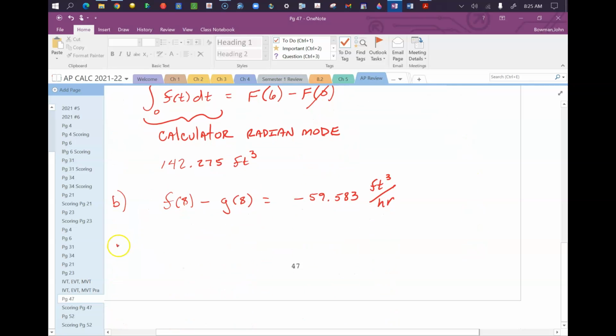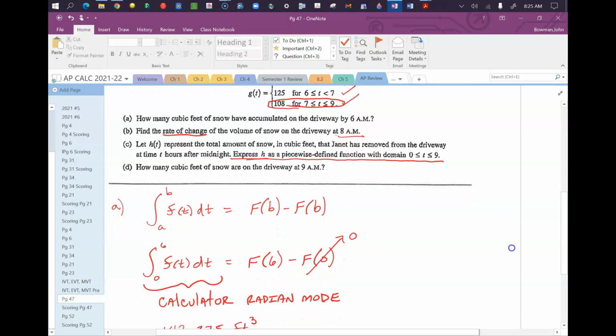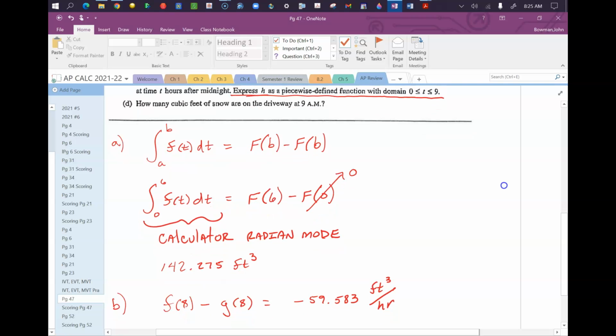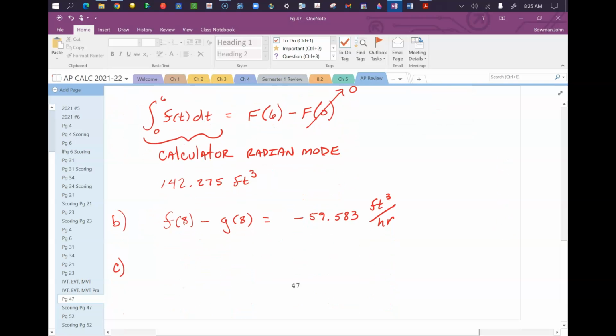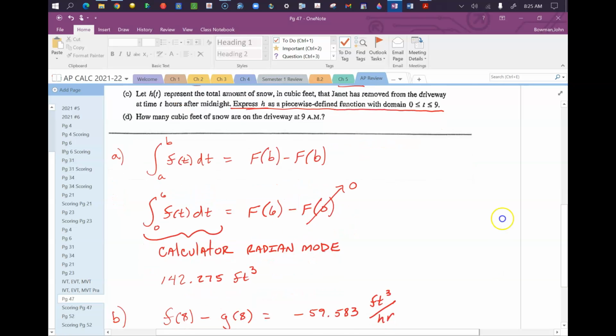Okay, so let's think about this. h is the total amount of snow in cubic feet Janet has removed from the driveway at time t hours after midnight. So we're going to have to integrate g of t to get the answer to that.